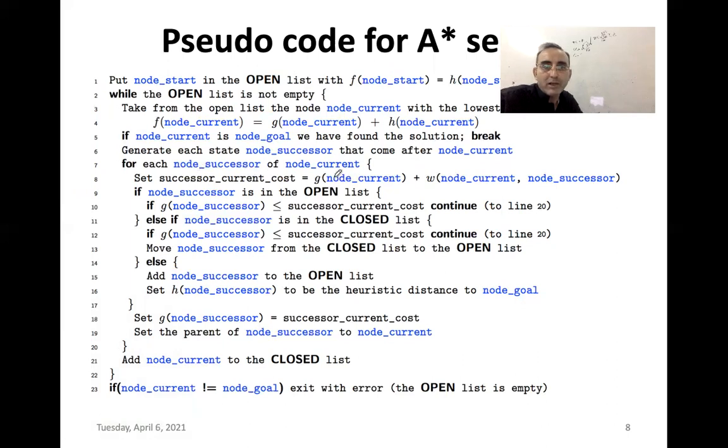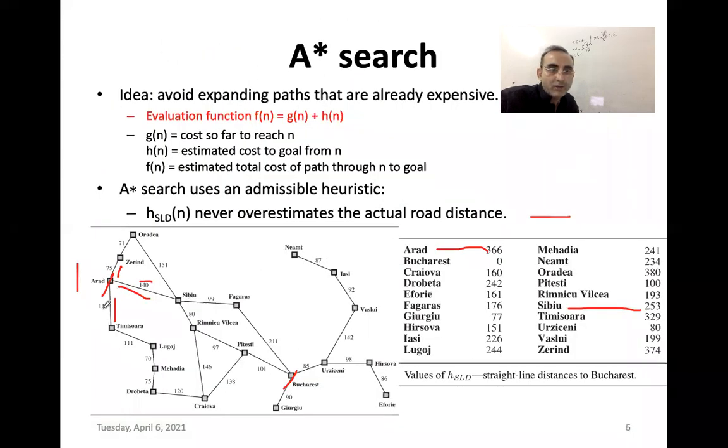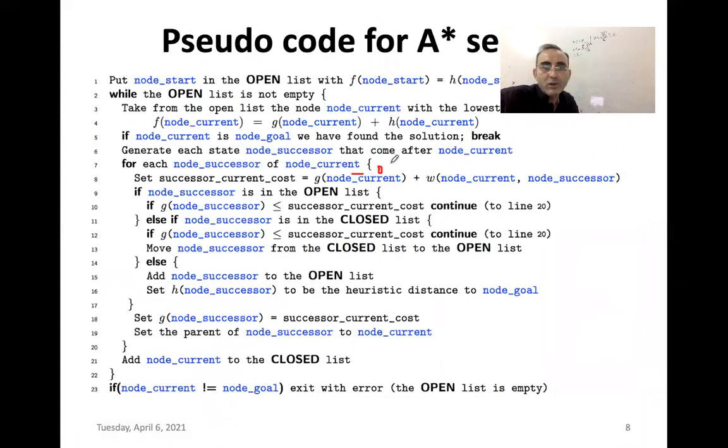Timisoara. So the current cost, or the actual cost of the current node, is 0. This current node is still Arad, so that's why it is 0. And then from this Arad to Timisoara, what is the cost? Arad to Timisoara is 118. So 0 plus 118, so I will have the cost 118, which I can write here.